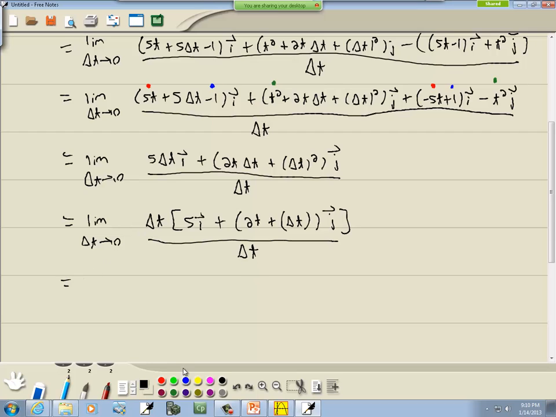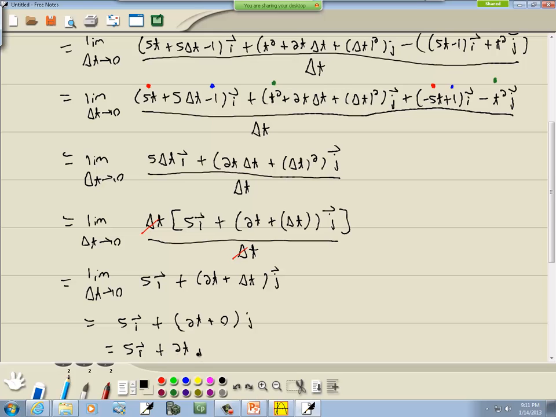Well, those delta t's are going to cancel. This one cancels with this one. And we got the limit as delta t goes to 0 of 5i plus (2t plus delta t)j. And now we're ready to plug 0 in for delta t. So if we put 0 there, I'm going to have 5i plus (2t plus 0)j. So that's going to give us 5i plus 2tj.